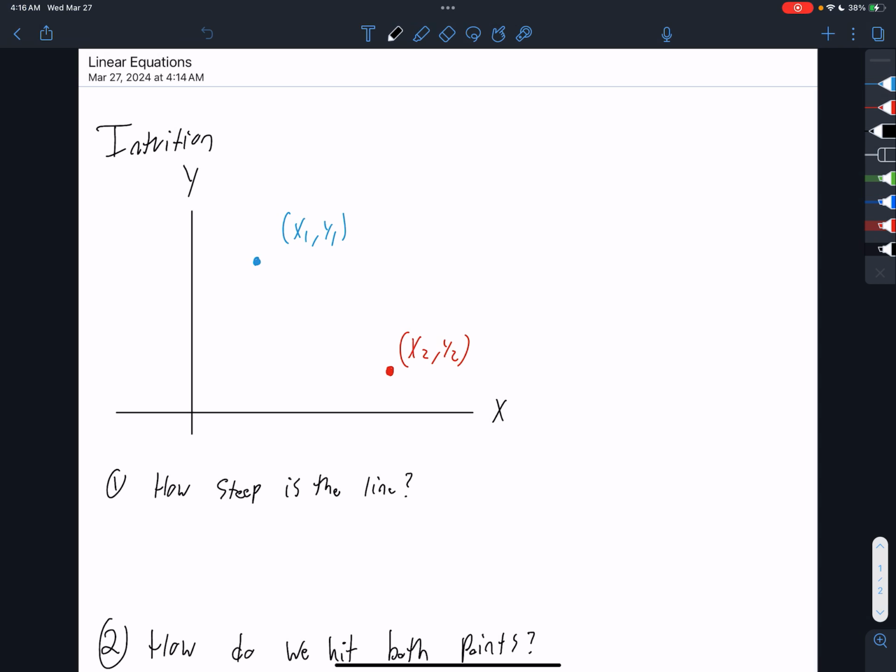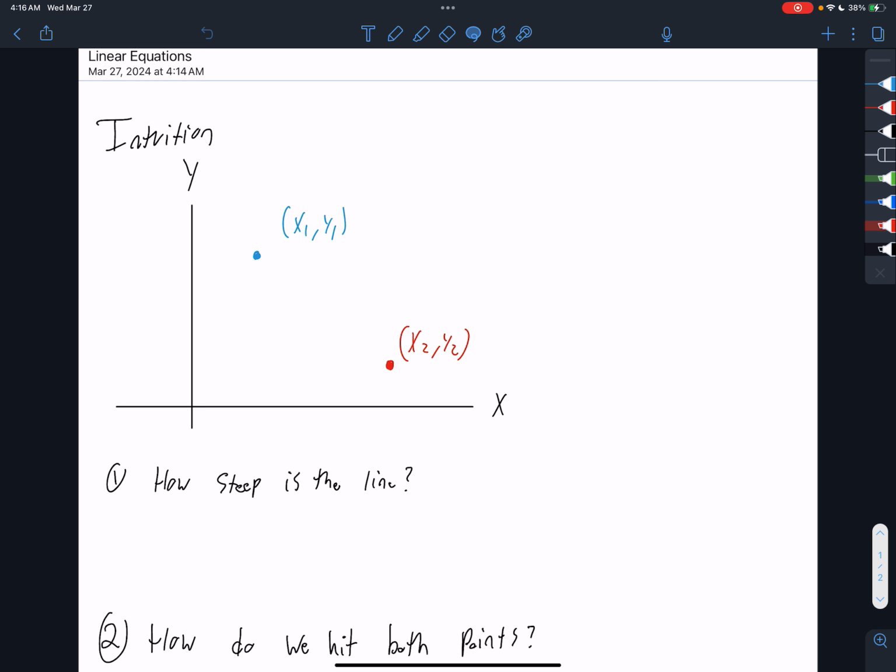Okay, so first let's get some intuition behind the idea. If we take these two random points in the xy plane, we can imagine that we're trying to get from the blue point to the red point. So how are we going to do that? Well, you have two options.